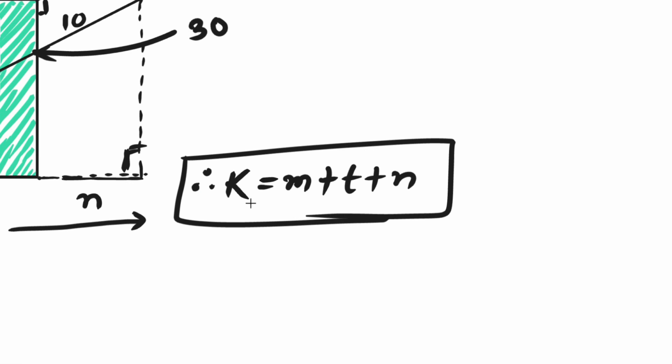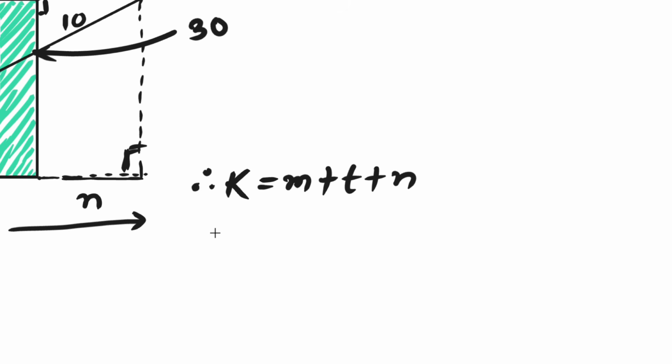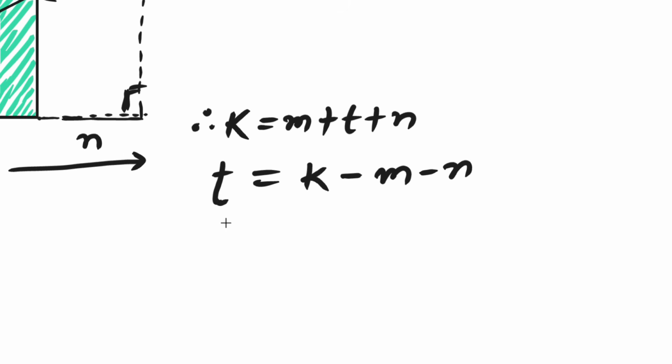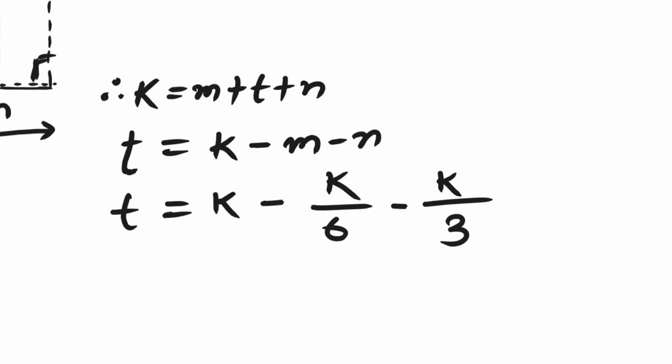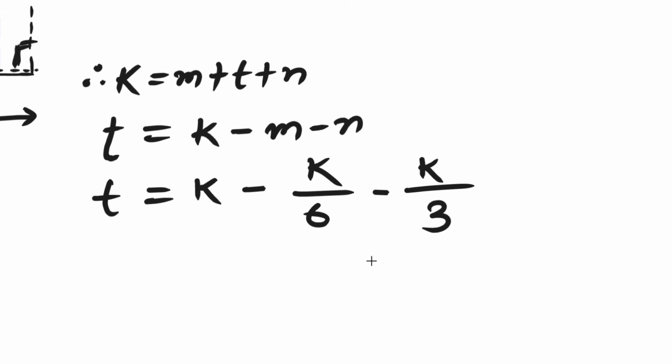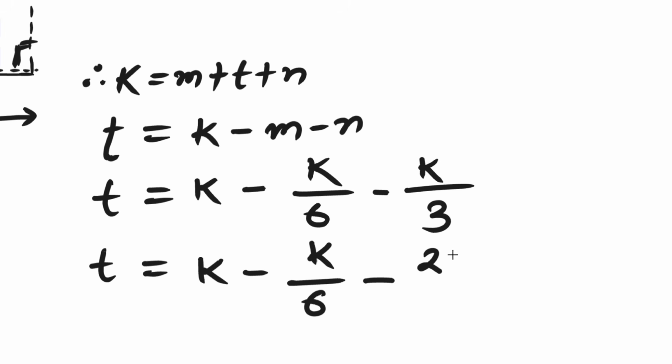Remember our definition, k equals m plus t plus n. Rearranging this equation gives t equals k minus m minus n. Now let's substitute the values we found. t equals k minus k divided by 6 minus k divided by 3. Let's combine those fractions carefully. The common denominator is 6. k divided by 3 is the same as 2k divided by 6. Therefore, t equals k minus k divided by 6 minus 2k divided by 6.